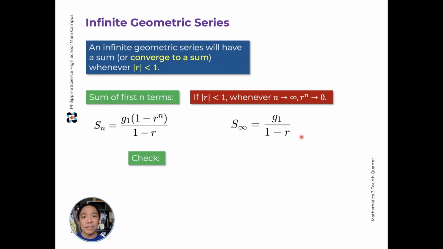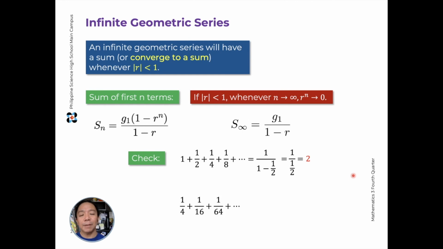So let's check dun sa examples natin kanina. 1 plus 1 half plus 1 fourth plus 1 eighth, our first term is 1, and our denominator is 1 minus the common ratio, 1 half. So 1 divided by 1 minus 1 half, it's 1 over 1 half or 2. So tama yung nakuha natin. Mas maganda yun kanina, di ba? Mas may sense kasi nakita natin kung bakit siya equal sa 2.